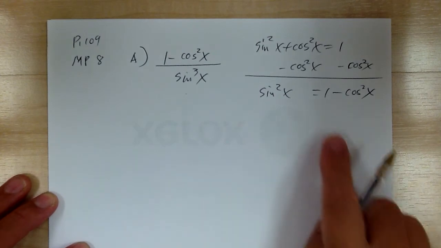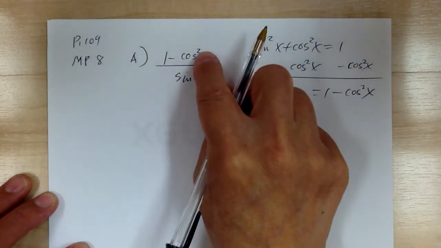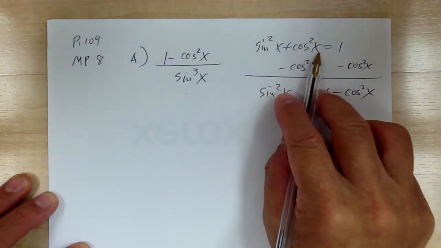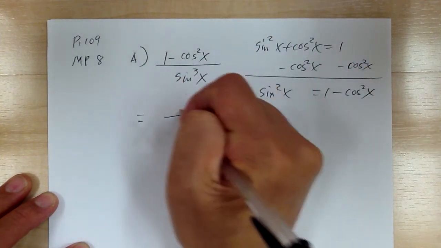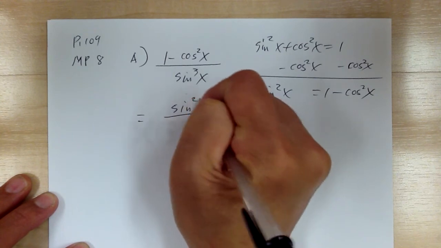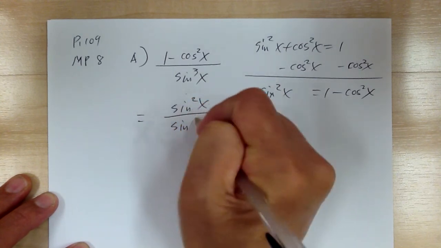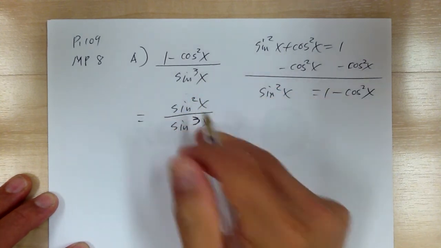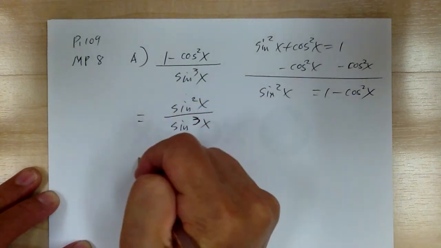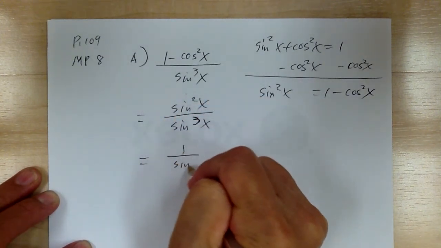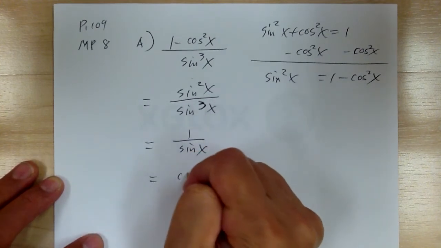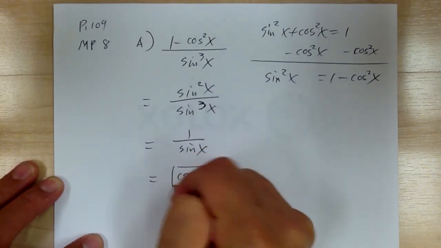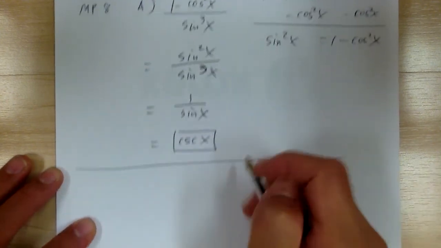Okay? Whenever you see a square, you have to think about the Pythagorean identity. So from the top, you're going to get sine squared x. On the bottom, you're going to get sine cubed x. This is already sine, so you don't have to do anything to it. When you cancel out, you're going to get 1 over sine of x, and 1 over sine is cosecant x. Okay, and that's it.